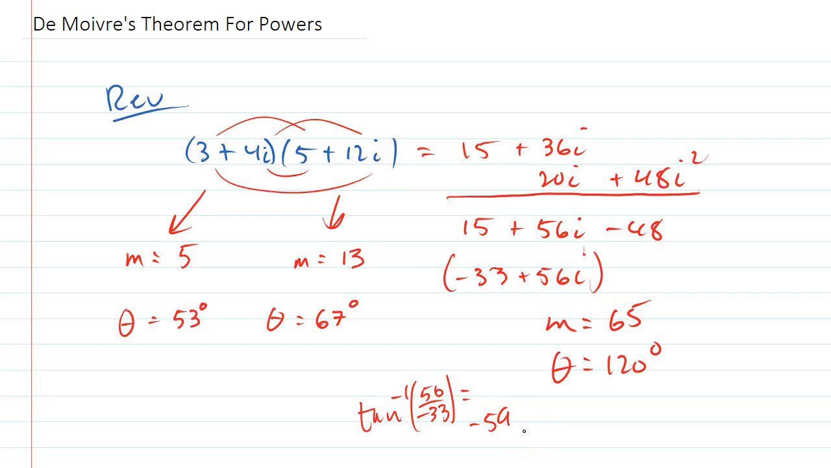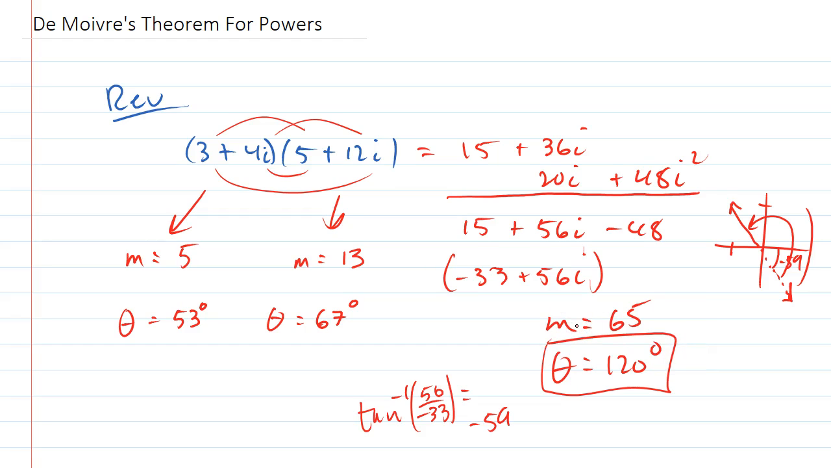But remember that this result here is going back 33 and up 56, and tan inverse always gives us answers on the right side of the unit circle. So for negative 59 degrees, we have to add 180 degrees to get the actual angle, which would be about 120. It'd be 121, but we're doing some rounding here. Okay, so which one's easier? Actually, probably the FOILing for this.